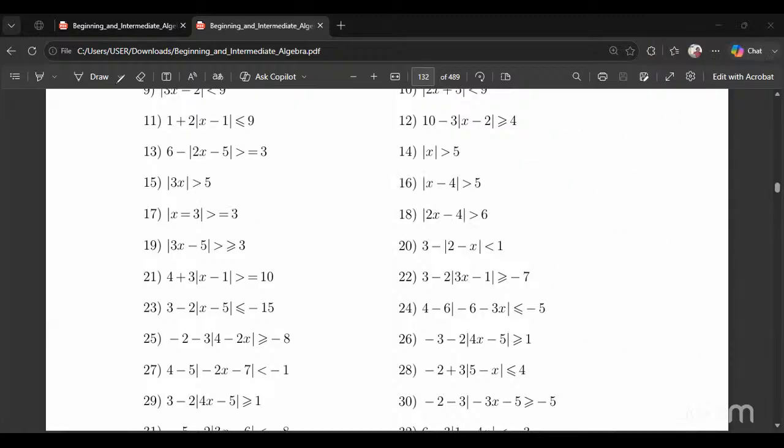Yeah, thank you very much, Mr. Chinoso, for showing us how to solve this problem using the cases, case 1 and case 2.